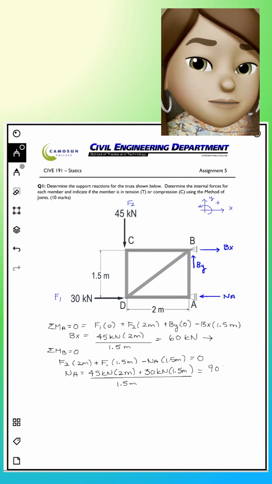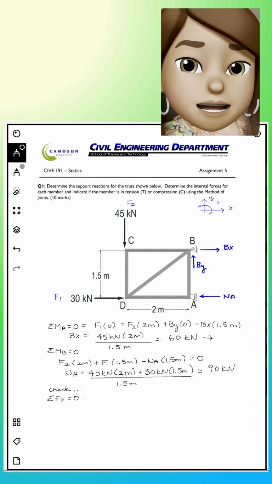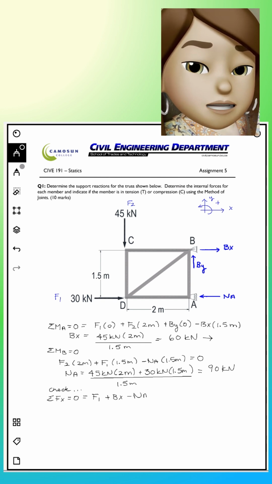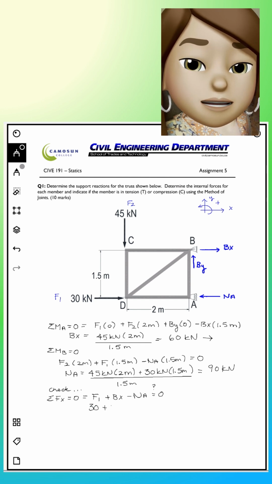Let's do a little check. Sum of the forces in the X. See if our BX and our NA do indeed equal to 30 kilonewtons. So 30 kilonewtons going to the right, positive. BX going to the right, positive. And NA going to the left, negative. And look at this. Magic. Works out to be 0. Yay.